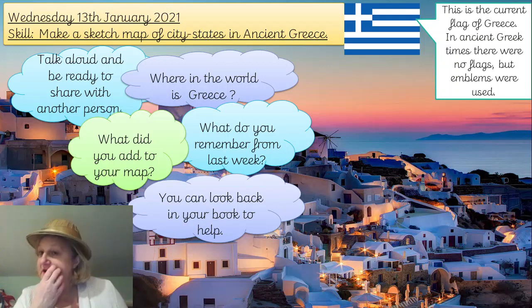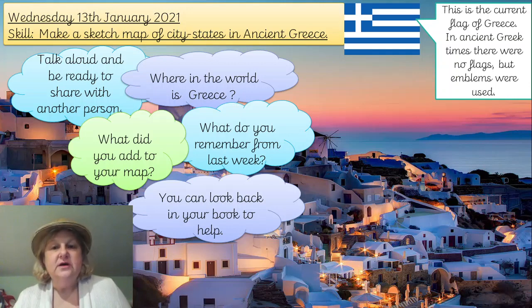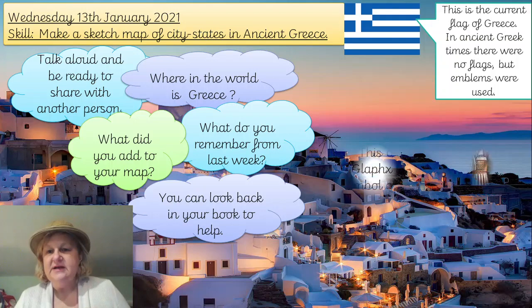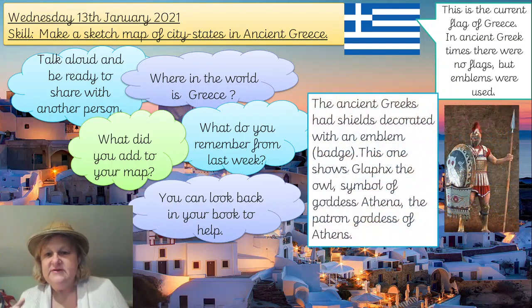Okay, so hopefully you've had a bit of time to recap. We're going to, as I said, have a look back into history. We're going to explore those city-states. But this flag here that we looked at last week, and you coloured in, in ancient Greek times, there were no flags. They used emblems, which are a bit like badges. So a little bit of background information about this for you.